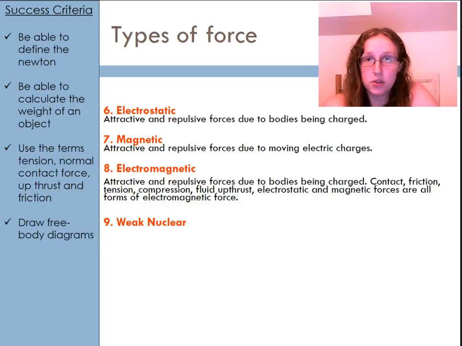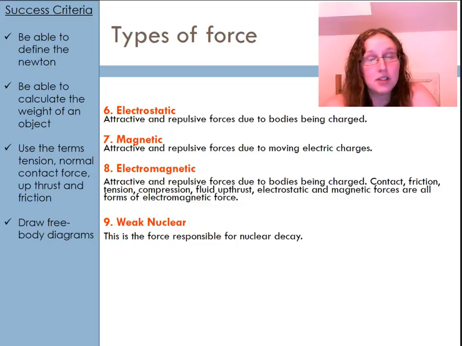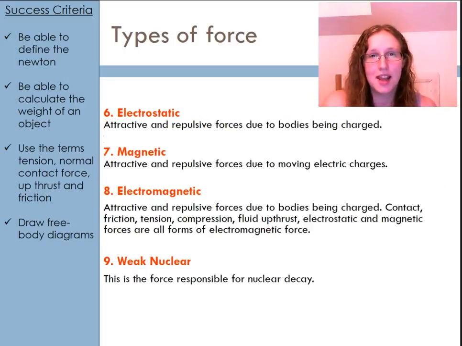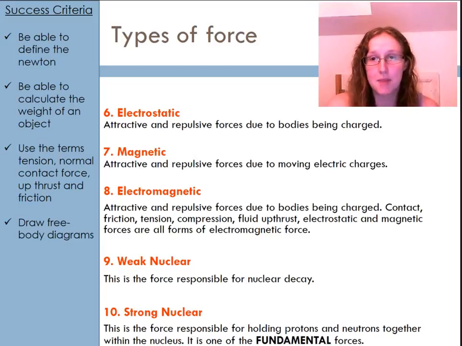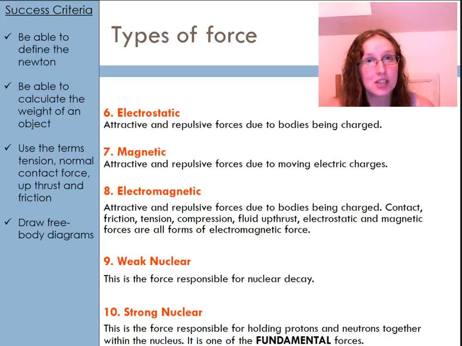The next fundamental force, which we won't meet again until partway through next year, is called the weak nuclear force. All you will need to know about this force at any point is that it is the force responsible for nuclear decay. Our next fundamental force is the strong nuclear force. This is the force that's responsible for holding protons and neutrons together inside of the nucleus.